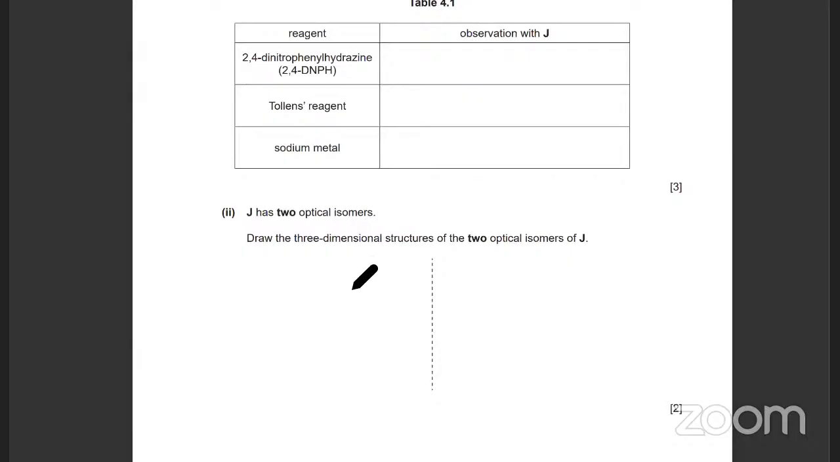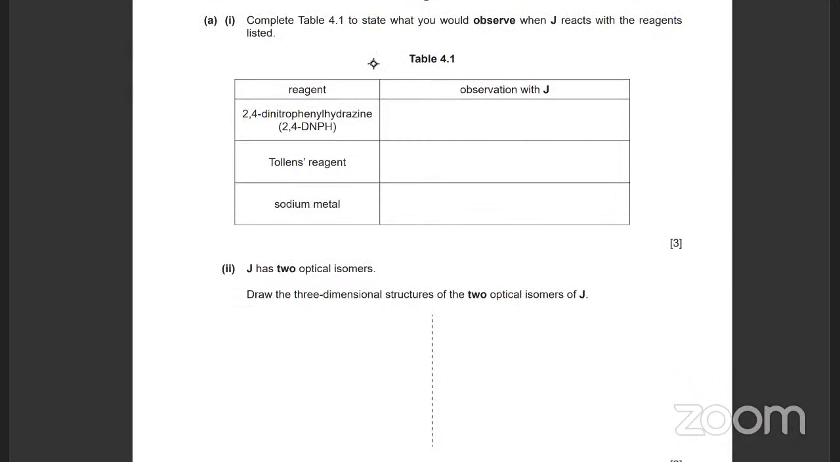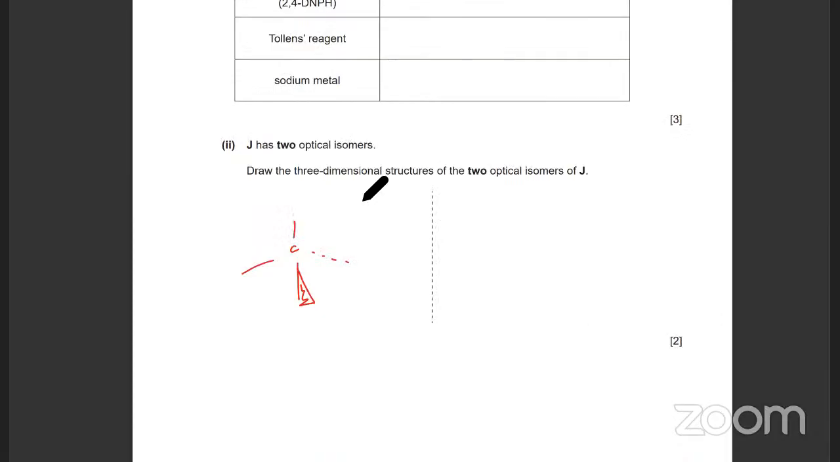J has two optical isomers. Draw the three-dimensional structures. So this one is chiral, so you just have to draw. I said, remember, it doesn't really matter which bond is drawn in which direction. Okay, so you've got OH and CHO and CH3. And on that side, I think you had CO and I guess another CH3. So you'll just draw an exact mirrored version for this. See, there's going to be an exact mirrored version for this.